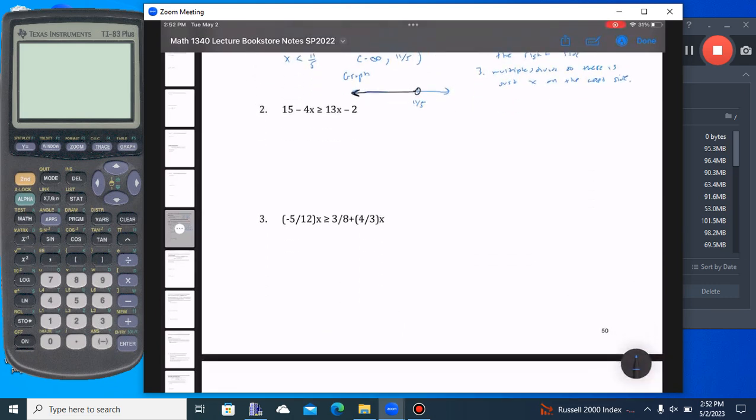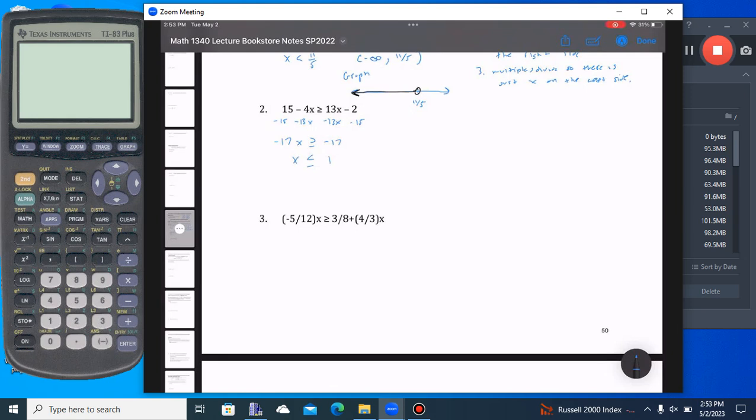All right, so next one, we'll subtract 13x on both sides to get x on the left, and we'll subtract 15 on both sides to get the numbers on the right. So we'll end up with negative 17x greater than or equal to negative 17. Then divide by negative 17, which flips the inequality sign. We get x is less than or equal to 1.